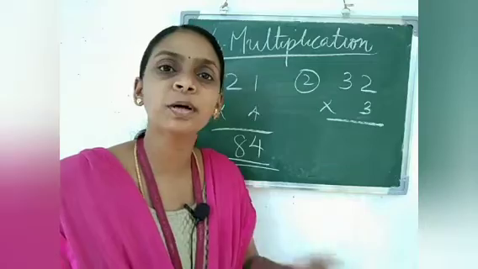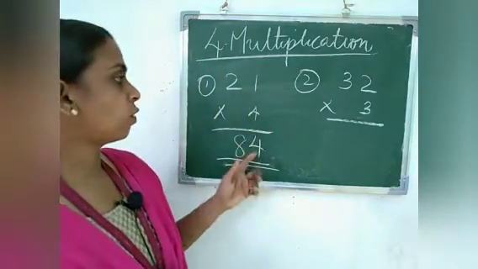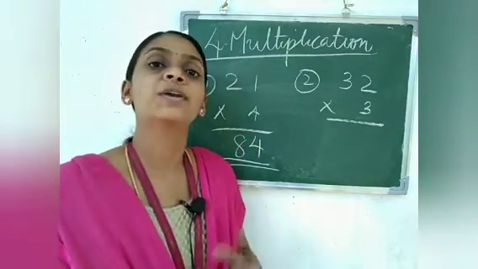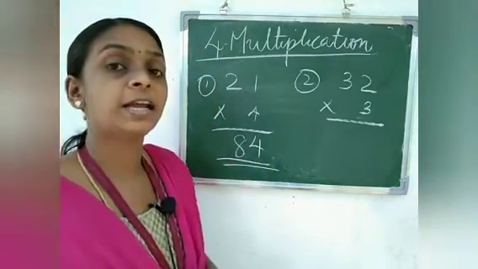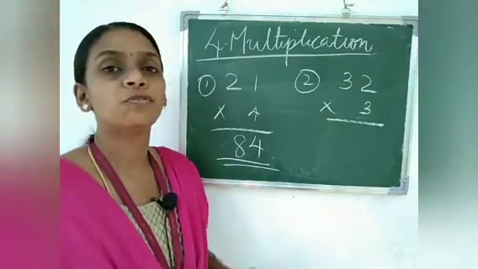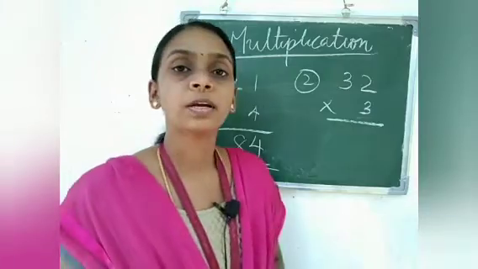To remind you of the multiplication, I am doing these problems. So 1 four is 4, 2 fours are 8. Then what is the answer? 84. So 21 into 4 is 84. So the answer is 84.